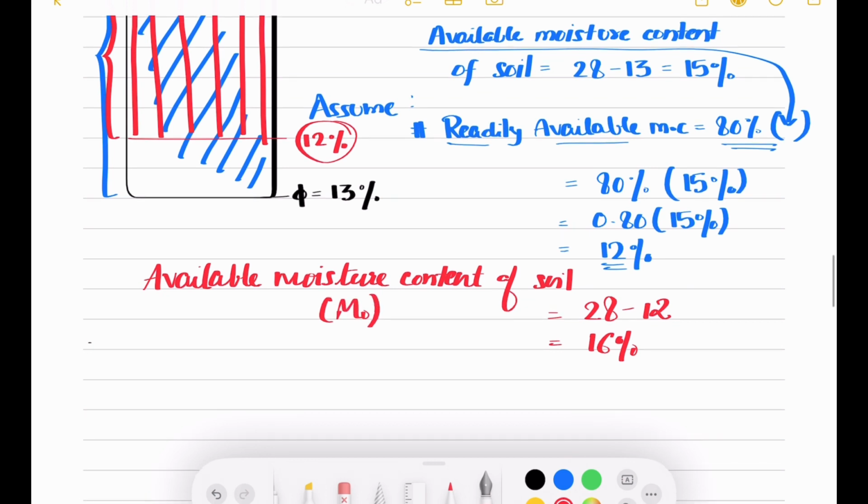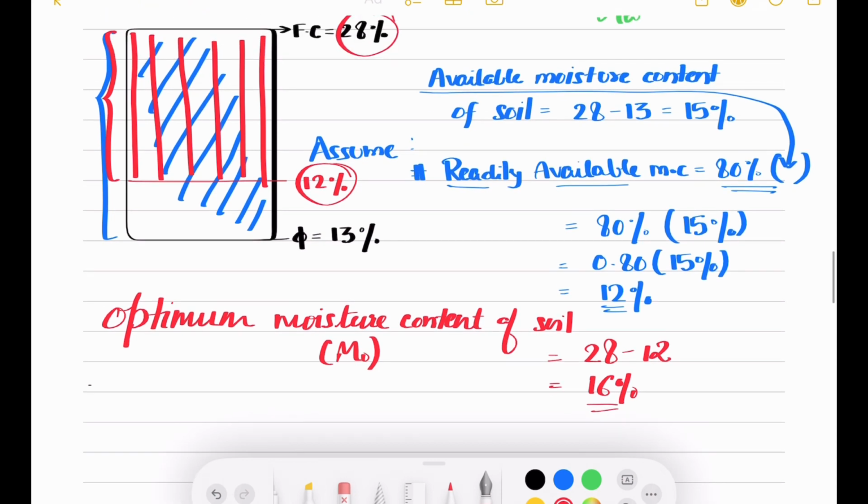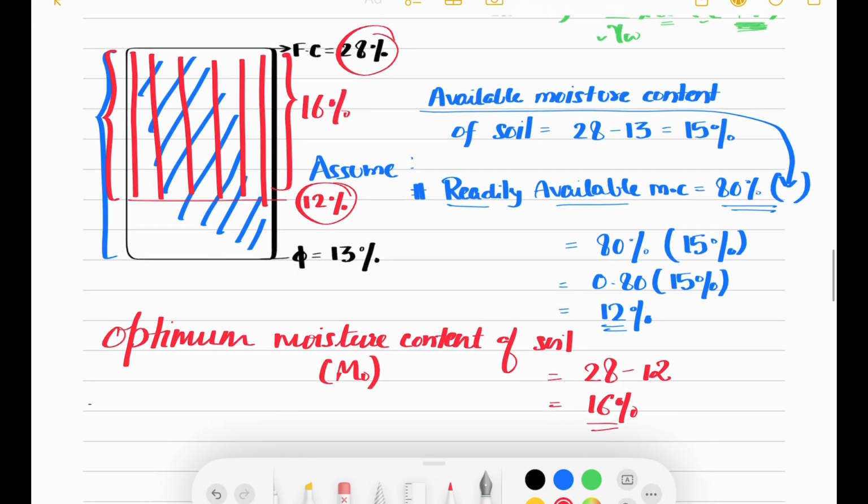This is the optimum available moisture content, right? Or just to avoid any confusion, I'll write: this is the optimum moisture content of the soil. That is 16%, right? So we have field capacity moisture content 28%, optimum moisture content level M naught 16%, right?